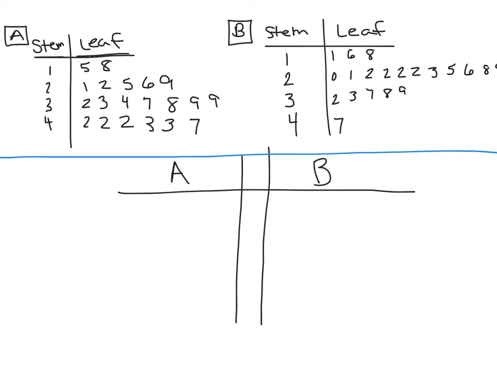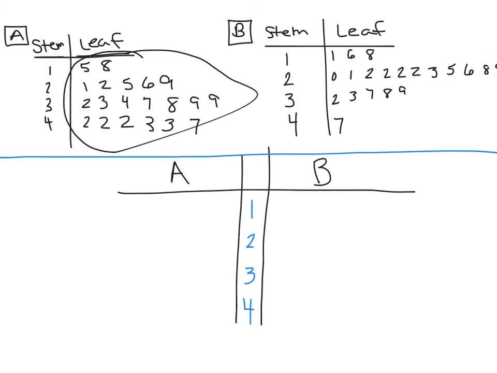Now that I have my stem and leaf displays for both data sets, I'm going to combine the stem and leaf plots to represent both data sets on a single stem and leaf display. In order to do this, we're going to create 3 columns. My middle column will represent the stems, so I'll write down 1, 2, 3, and 4. To the left of the stems, I have data set A. So I'm going to write all the leaves that correspond to data set A.